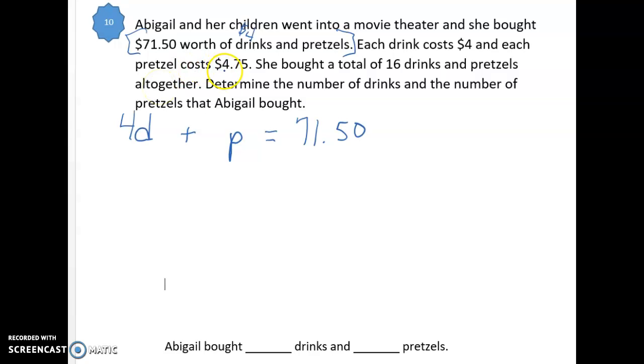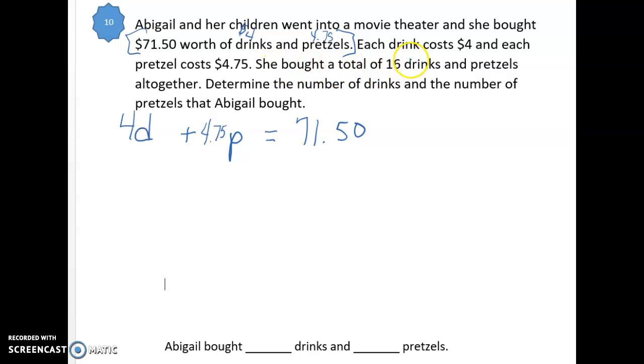And $4.75 on each pretzel. Okay, so $4.75 times however many pretzels I buy. If I take 10 kids and I buy them each a pretzel, that's $4.75 per pretzel. So I would multiply that $4.75 times my pretzels, times my P. Okay, so I'm breaking that down step by step.